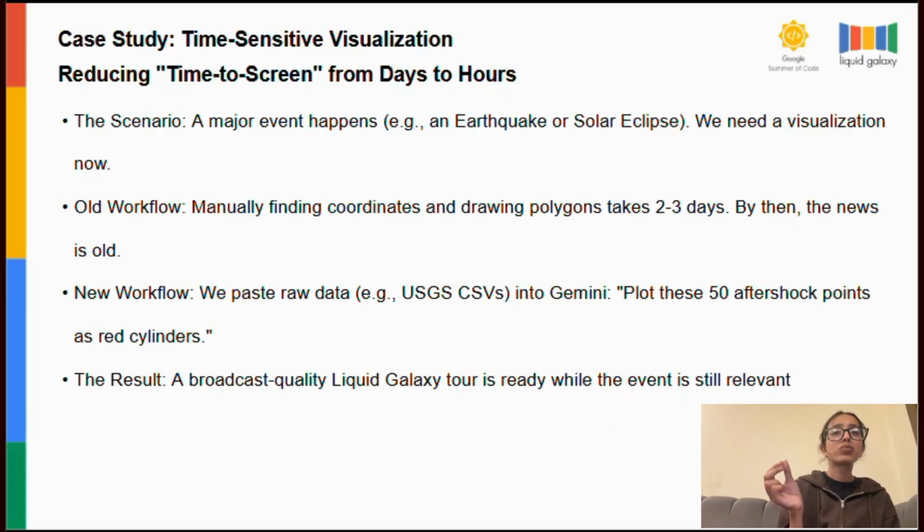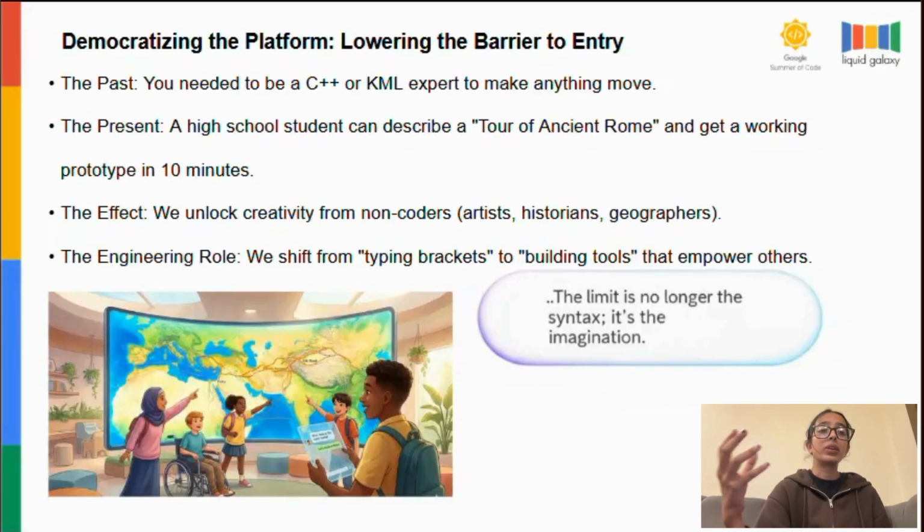So with this workflow, raw data can be fed directly into Gemini with a simple instruction: plot these points, style them this way. So the result is a broadcast-ready Liquid Galaxy tour in hours, not days, while the event is still relevant.